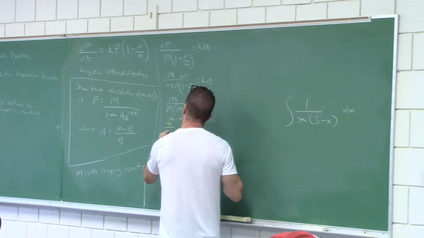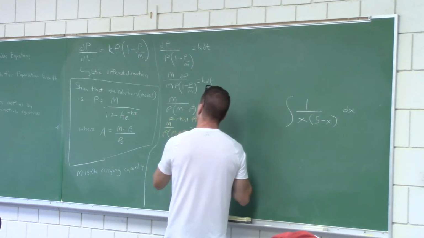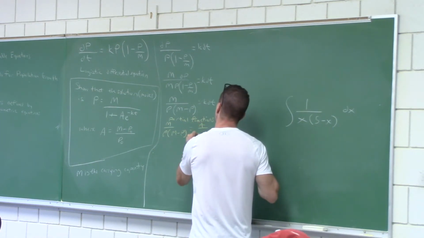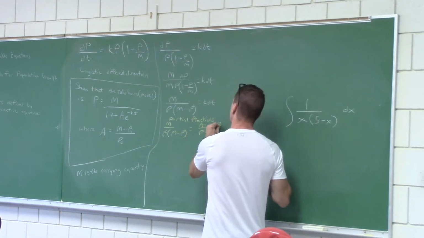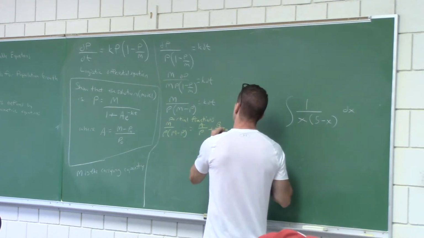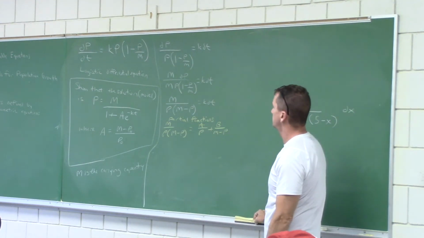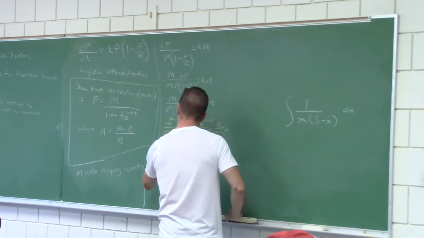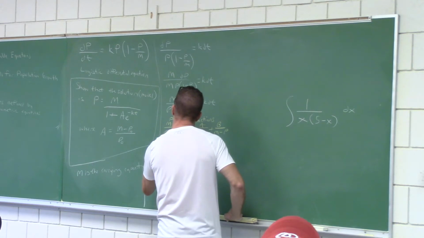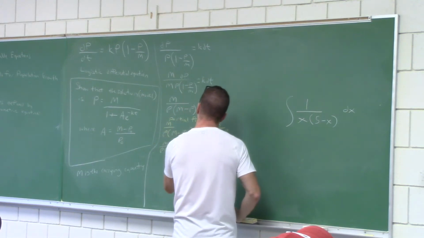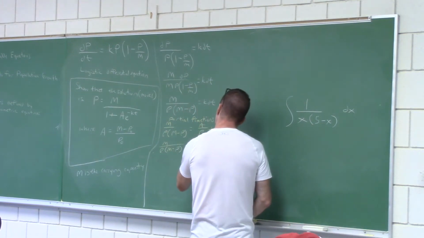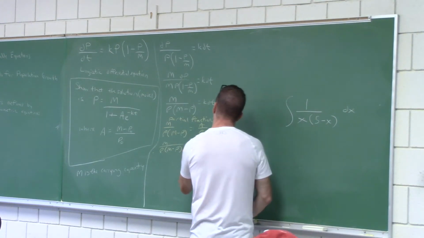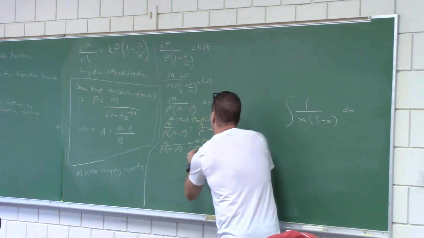M over P times (M minus P) equals, don't use the letters A and B, A over P plus B over (M minus P). Okay. We multiply by (M minus P), we multiply by P, right? M over P times (M minus P) equals A times (M minus P) plus B times P. And I think now we're ready to roll.